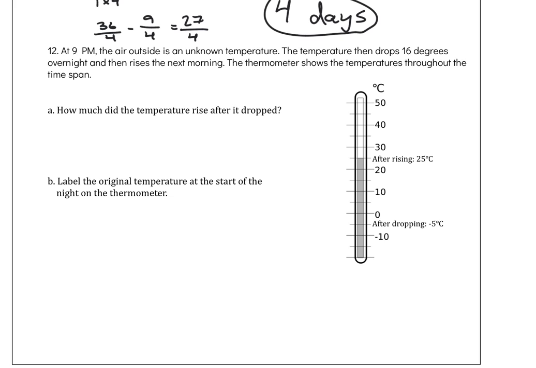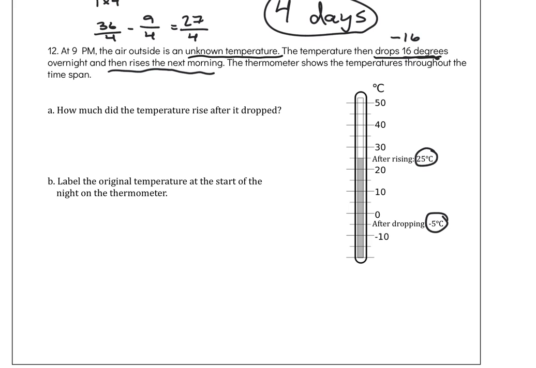Okay, so what are some key pieces we have here? I don't know where I started. I know that it dropped 16 degrees, so this means minus 16. It then rises the next morning, and after rising, we end up at 25 degrees. We also know after it's done dropping, we ended at -5 degrees Celsius.